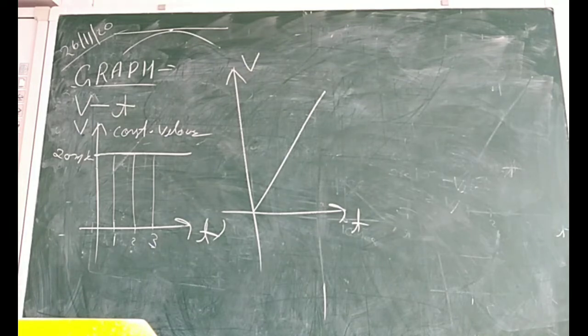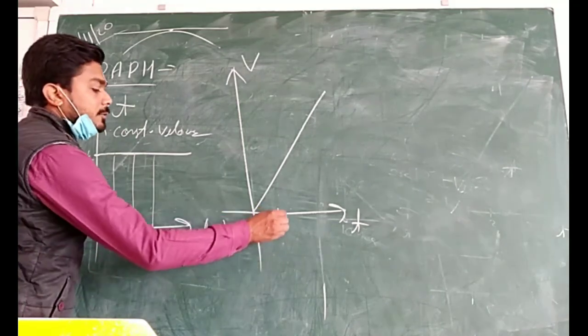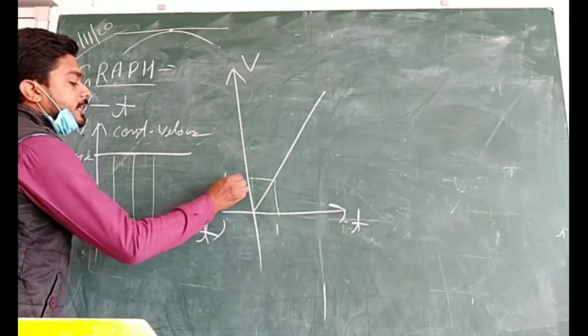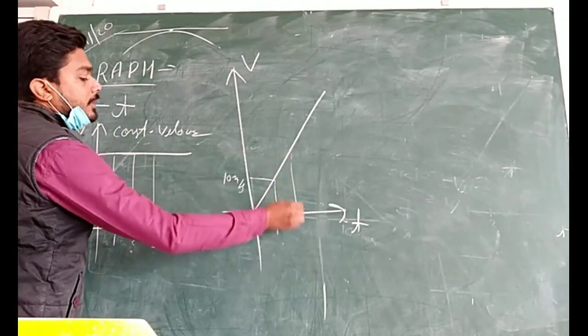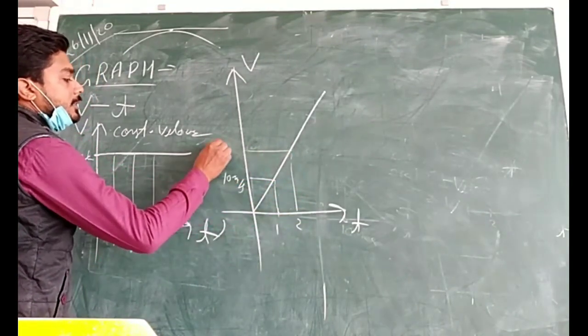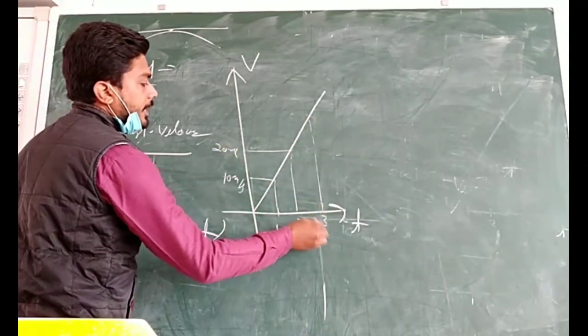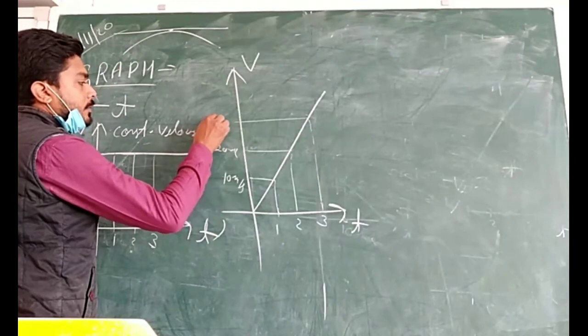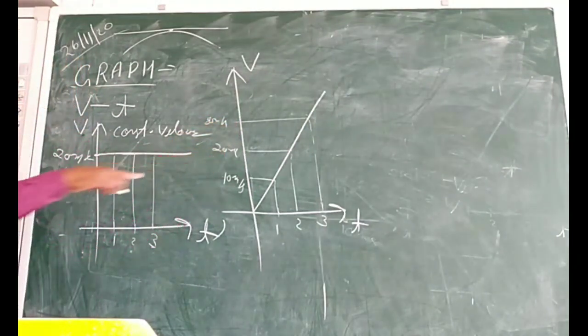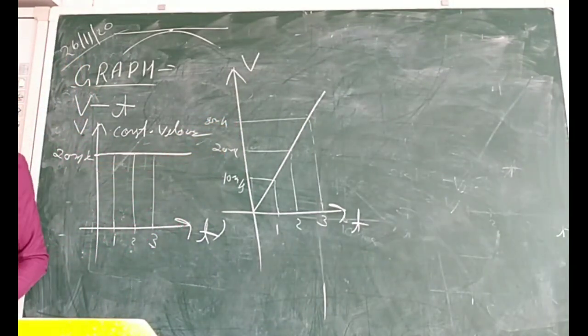Uniform motion means whenever the straight line is there, it means uniform motion. Suppose, in a very simple way we can describe the graph. Observe the time. Time is 1 second, velocity is 10 meter per second. When the time is 2 seconds, velocity is 20 meter per second. When the time is 3 seconds, velocity is 30 meters per second. You can see that the velocity is increasing.